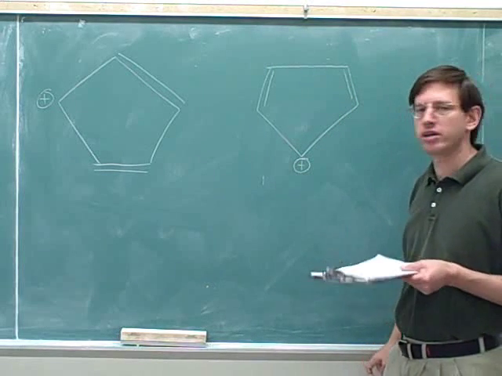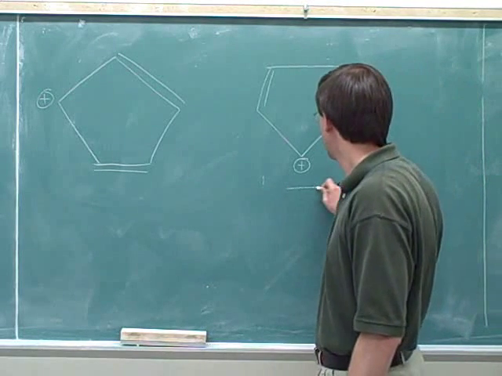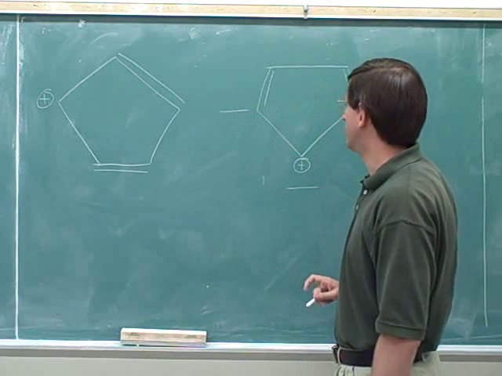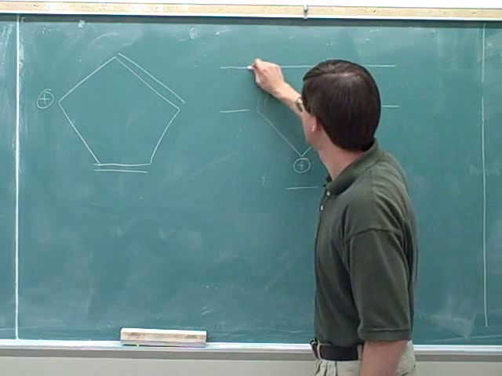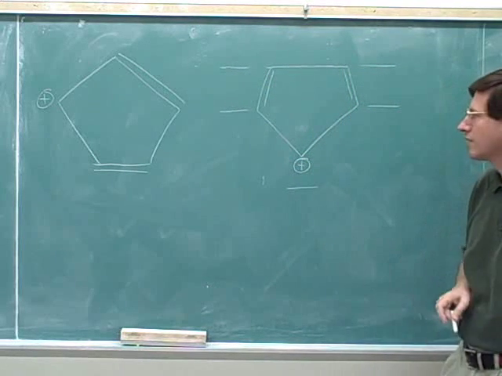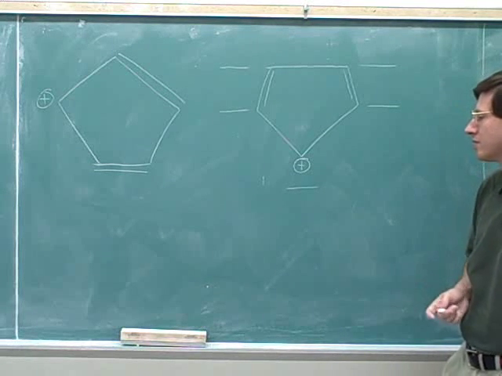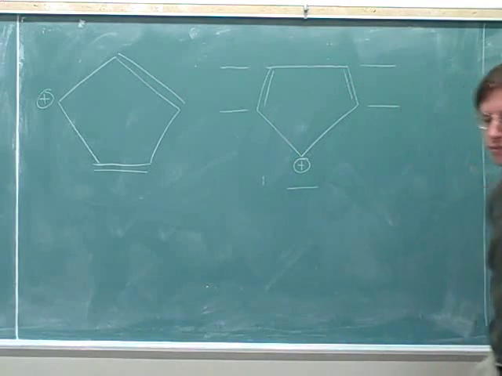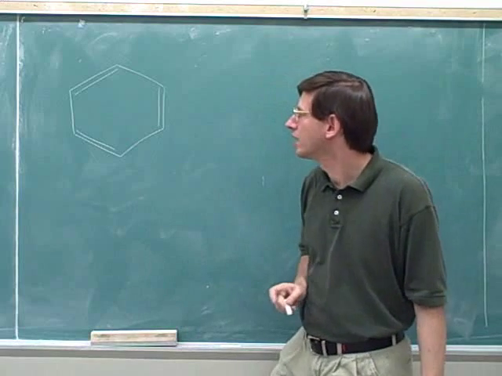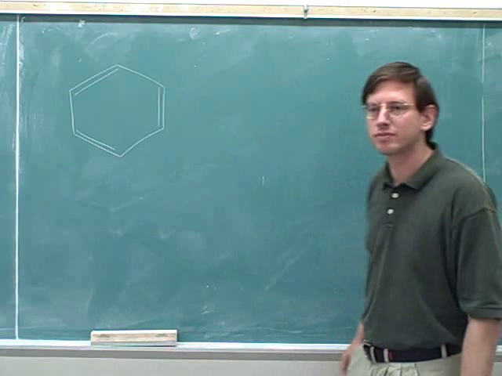And now at every corner, we draw a dash that represents a pi energy level. 1 dash at the bottom corner. Then these 2 dashes are both at the same level. And those 2 dashes are also at the same energy level. So this represents the pi energy levels for this molecule. Try to draw the pi energy levels for this molecule.